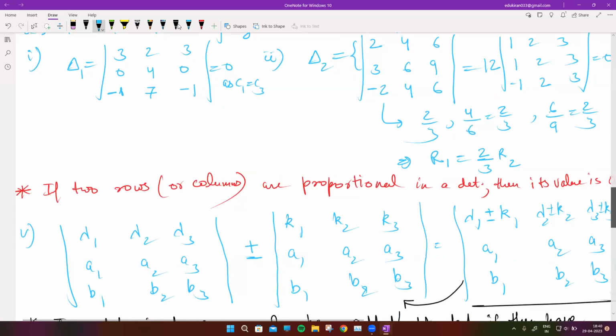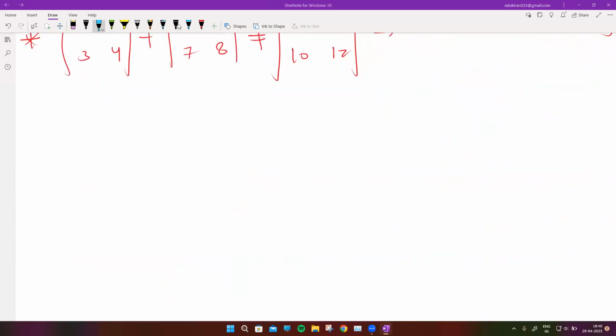So we can, guys, am I audible? Yes, sir. Okay. So we can only add or subtract two determinants when one row or one column is different and the rest of the part of that determinant is the same. Right.